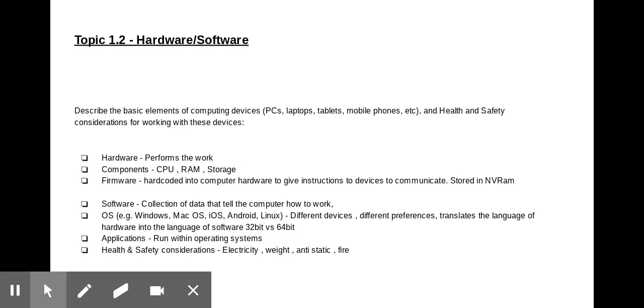Are anti-static bands being used, and has fire or flooding around these electronic devices been taken into account? So these are all going to be sort of scenario-based questions that you're going to have to select the best outcome from each.